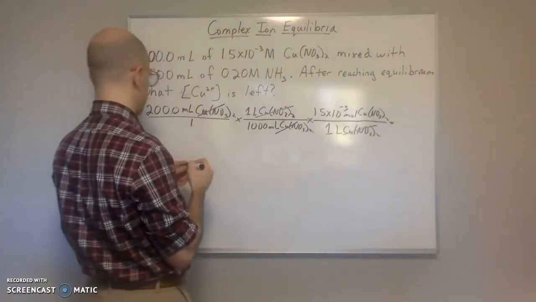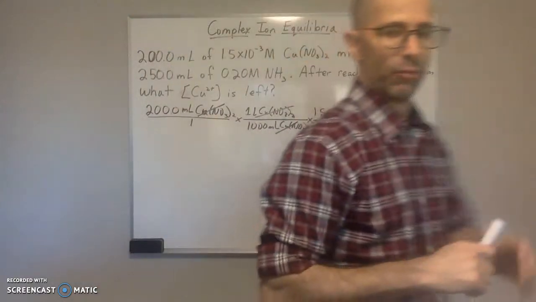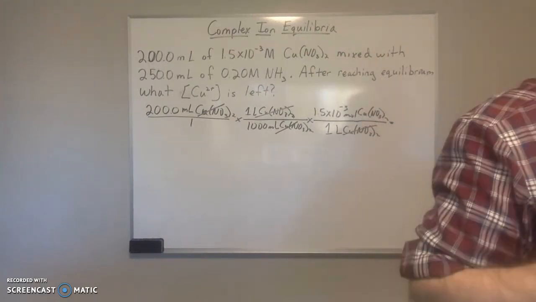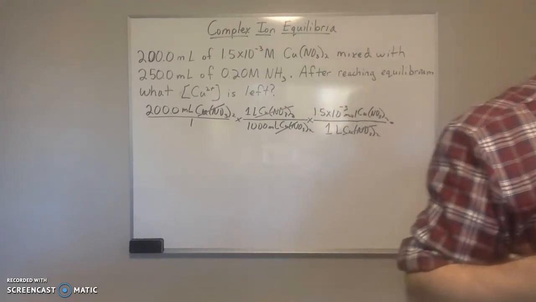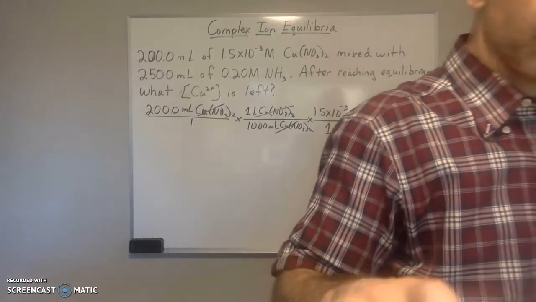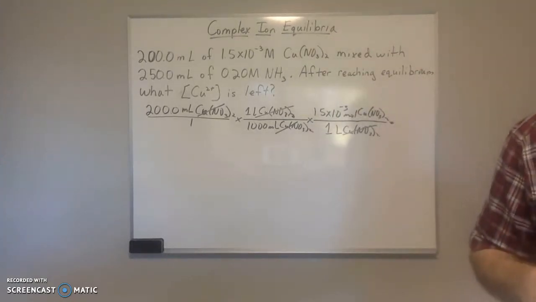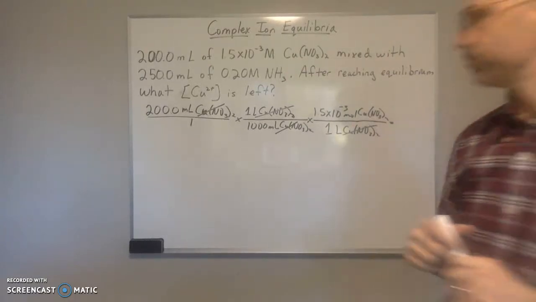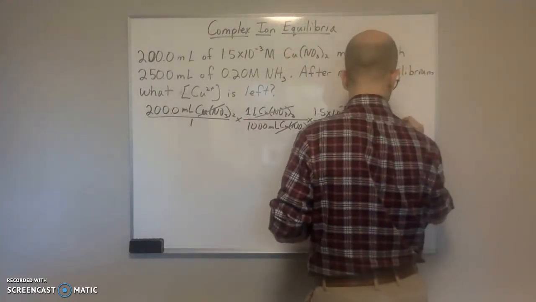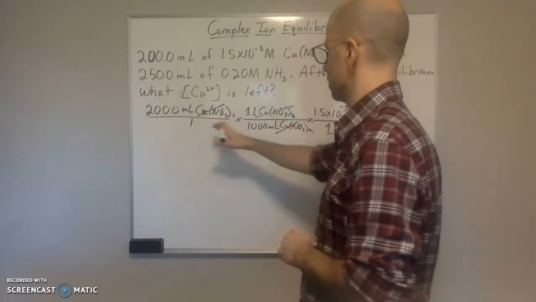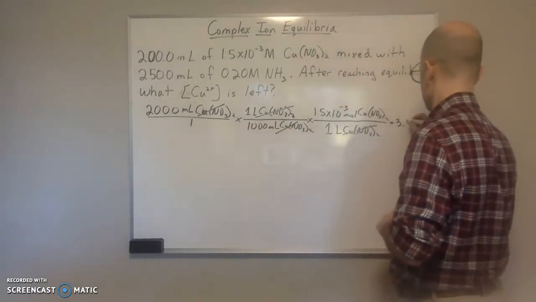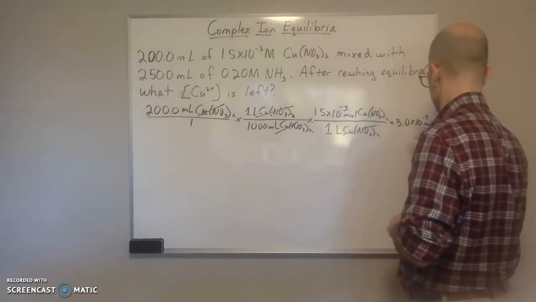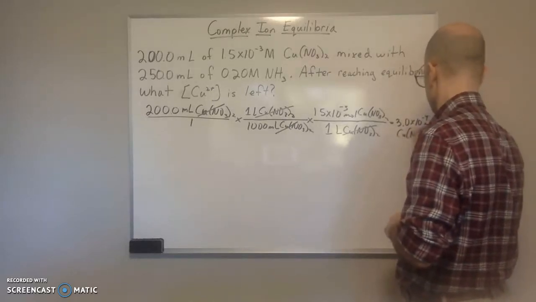And if we calculate that, that's going to give us 3 times 10 to the negative 4. Let's look at our sig figs. So this will be 3.0 times 10 to the negative 4 moles of the copper nitrate.